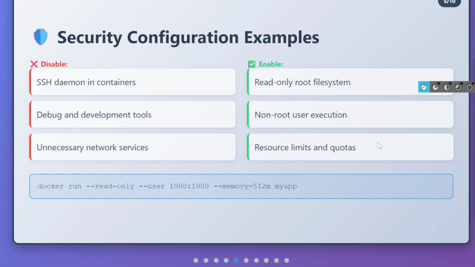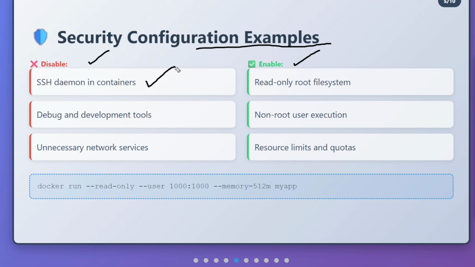And moving to the next slide, where we will be discussing security configuration examples. So what needs to be disabled and what needs to be enabled. First, we will cover what needs to be disabled. Whenever we are configuring security in the containers, make sure we disable the SSH daemon in containers. So what exactly it does: containers don't need remote shell access inside them.